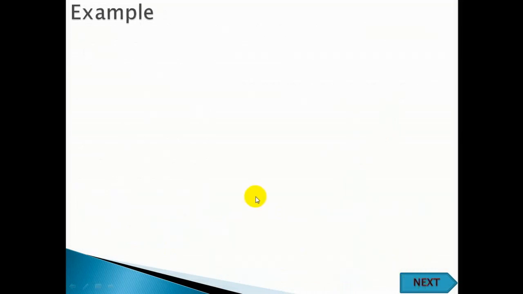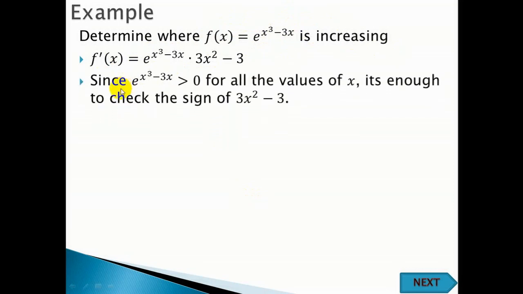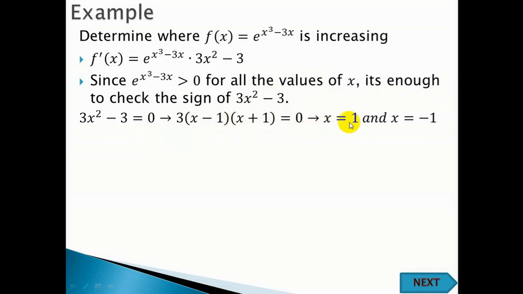Another example. Determine where f(x) equals e to the power x cubed minus 3x is increasing. So we need to differentiate this function first. When we differentiate, since e to the power x cubed minus 3x is more than 0 for all values of x, it's enough to check the sign of 3x squared minus 3. So we have the roots x equals 1 and x equals minus 1.